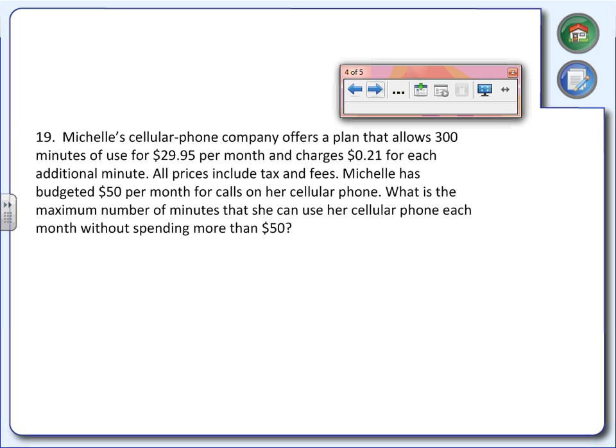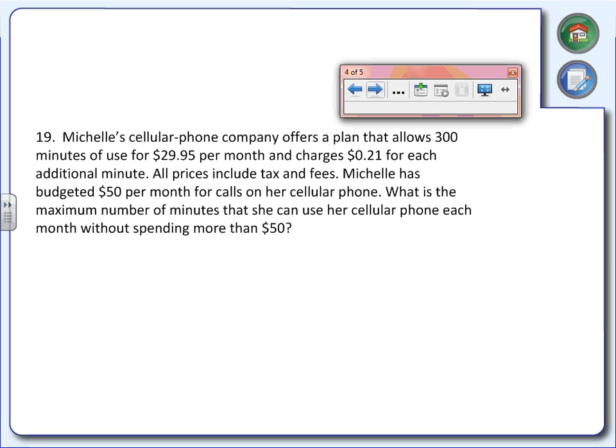Number 19 says here that Michelle's cellular phone company offers a plan that allows 300 minutes to use for $29.95 per month, and they charge another 21 cents for each additional minute. All prices include tax and fees. Michelle has budgeted $50 for her month for calls on her cellular phone. What is the maximum number of minutes that she can use her cell phone each month without spending more than that $50? All right, so this is what they're going to charge her.